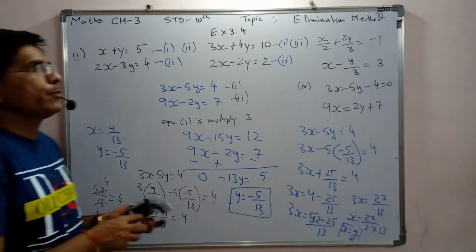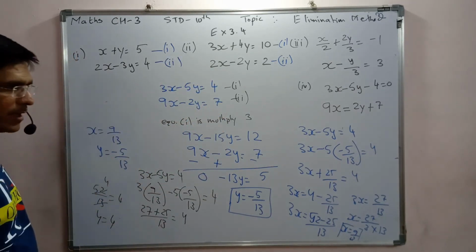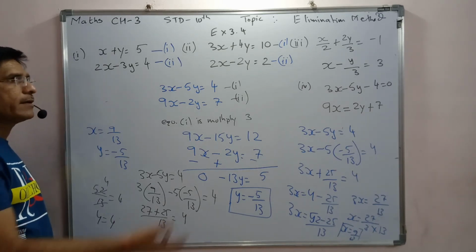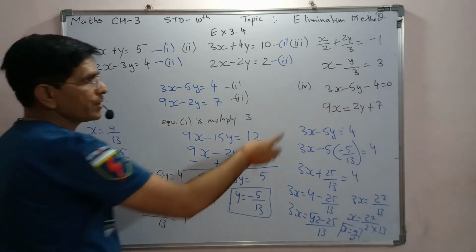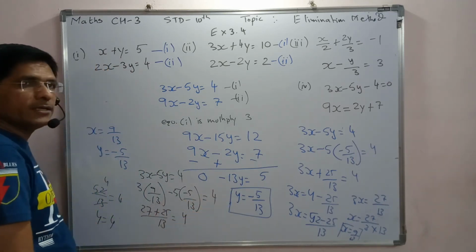So the four important sums related to exercise 3.4 on the elimination method we have completed, and we have checked all the answers. In question number 4 we have some mistake that we have to check properly.